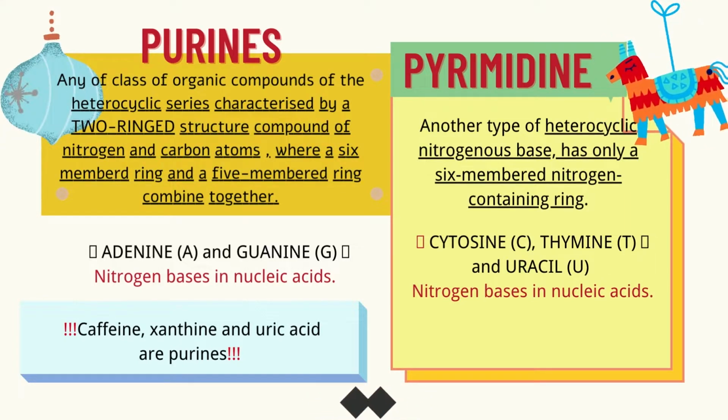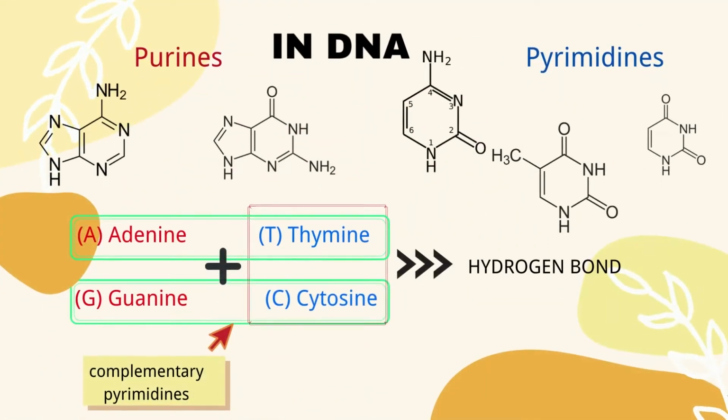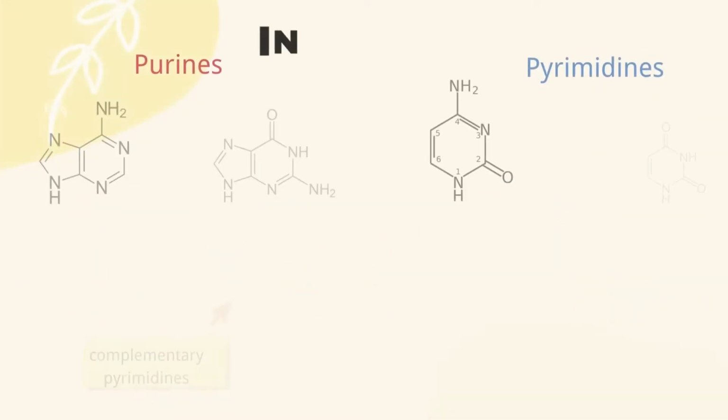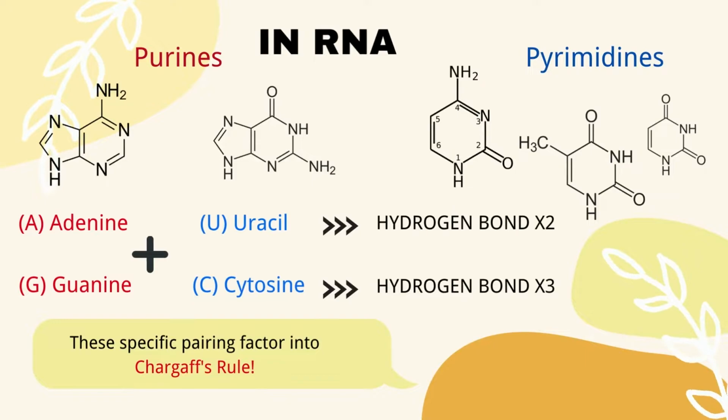In DNA, purines form hydrogen bonds with their complementary pyrimidines, adenine with thymine and guanine with cytosine, respectively. This is called complementary base pairing. In RNA, the complement of adenine is uracil instead of thymine. In adenine with thymine or with uracil, 2 hydrogen bonds are made. In guanine with cytosine, 3 hydrogen bonds are made.